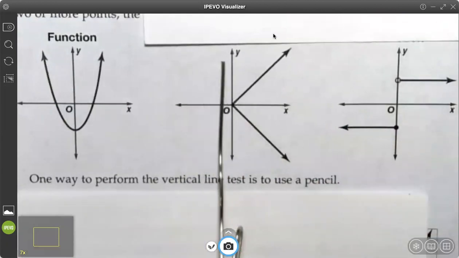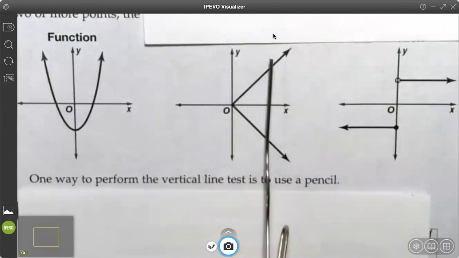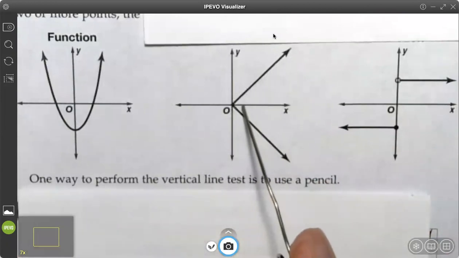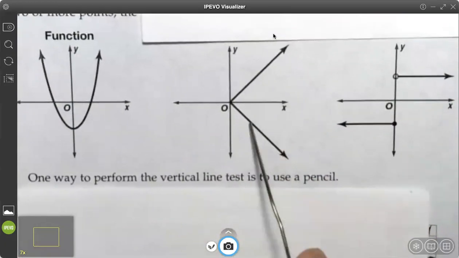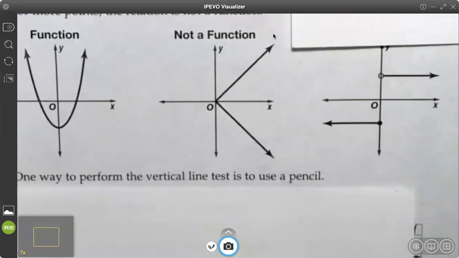Number 2 does not pass the vertical line test. Everywhere on the right side over here that I put my vertical line, I get two y values. X value of 1, two y values. X value of 3, two y values. So not a function. What about the third one? Is it a function?